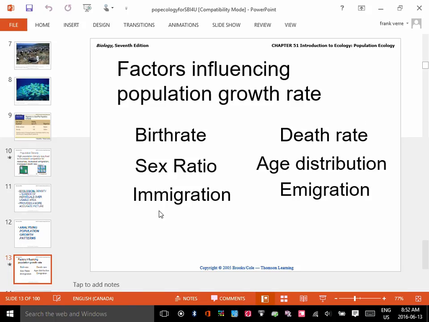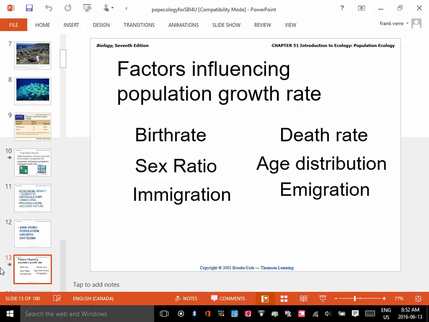Immigration and emigration. Which of these two terms would make a population increase in size? Yeah, immigration would make the population get bigger. Emigration means the population would lose individuals. So birth rate, death rate, immigration, emigration is pretty easy to understand. Tomorrow I'll show you a formula that uses those 4 things to calculate the change in population.